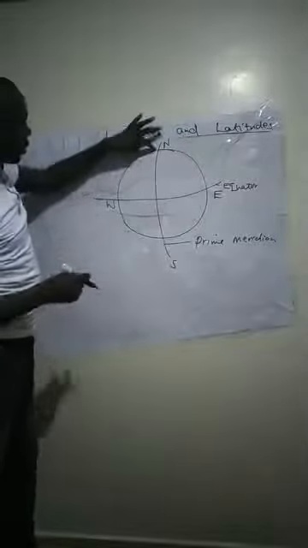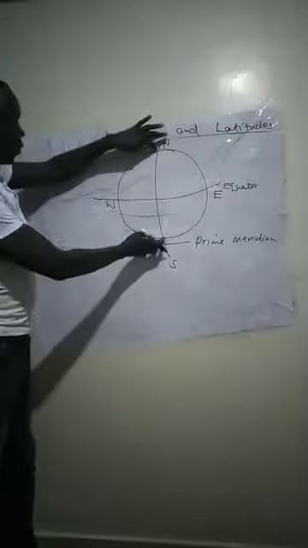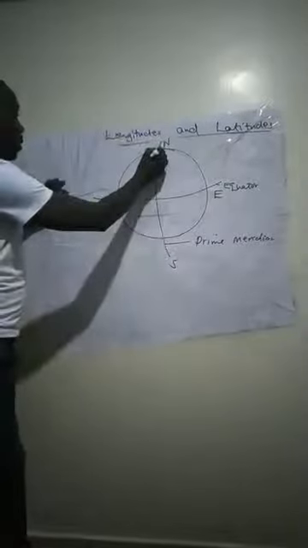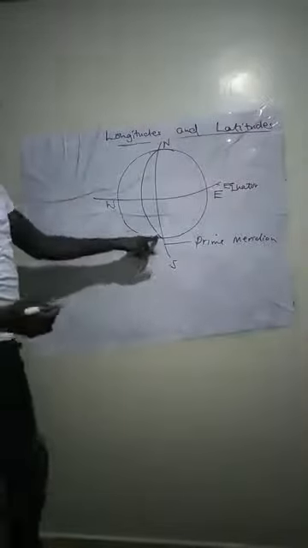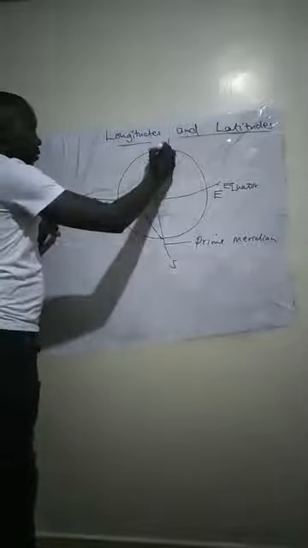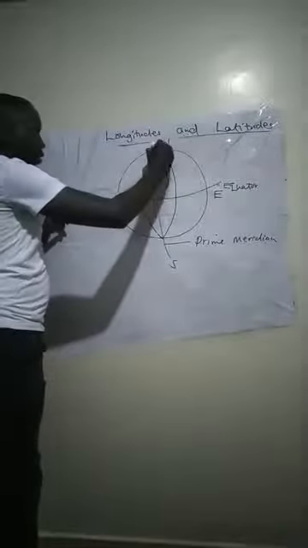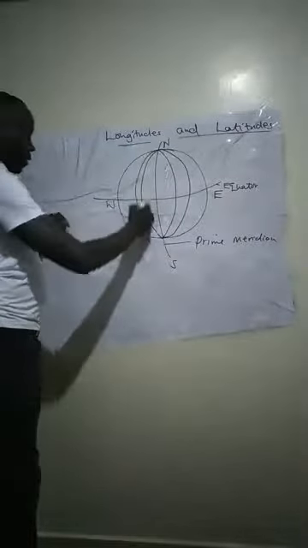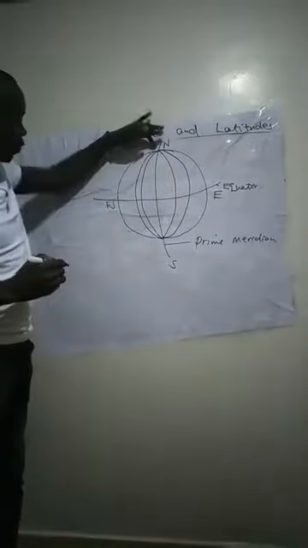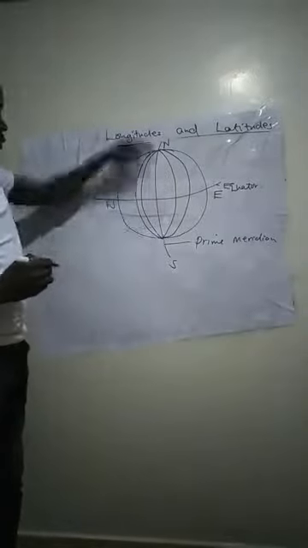One thing that we need to know is that all these lines meet at the North Pole and at the South Pole. For example, if I was to come up with another longitude, it has to run from the North Pole and meet right at the South Pole. You can have another one originating from the North Pole all the way to the South Pole, etc. So longitudes run from the North Pole to the South Pole.